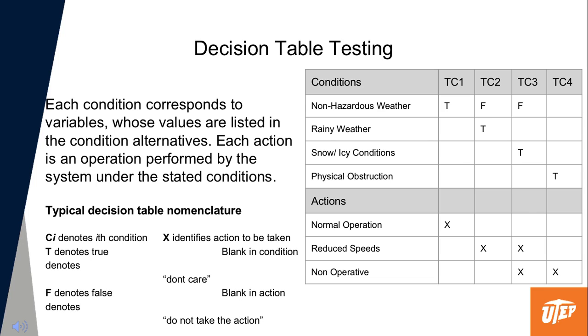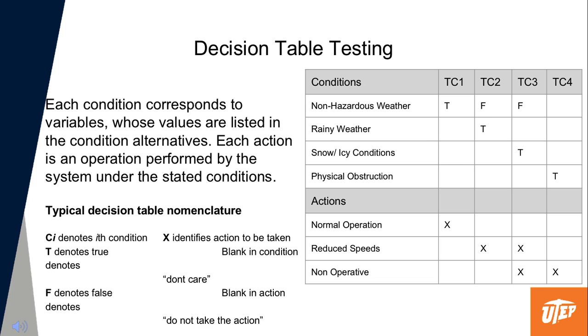To the right of the slide is a table created to test our autonomous shuttle bus system operation. The upper left quadrant of this table states the possible conditions that our system will face. Condition 1, non-hazardous weather. Condition 2, rainy weather. Condition 3, snow or icy conditions. Condition 4, physical obstruction.